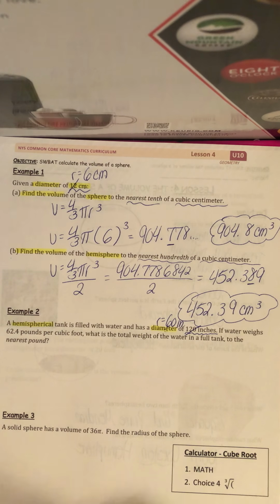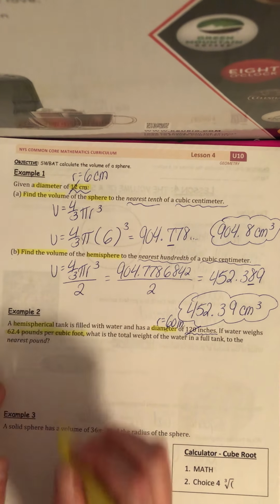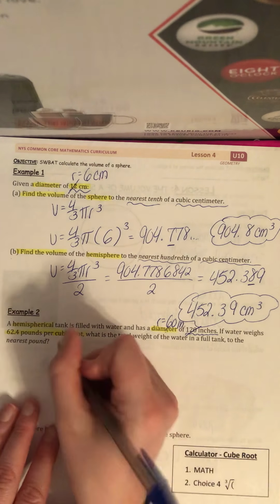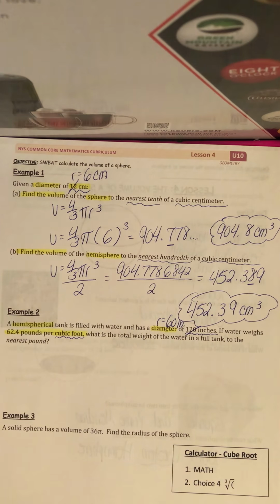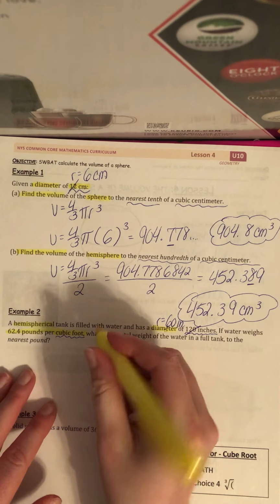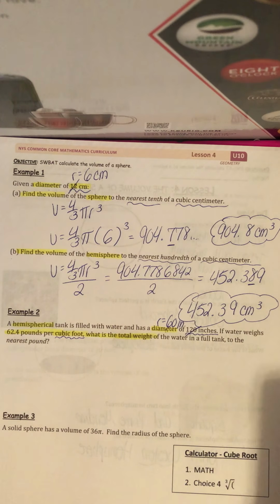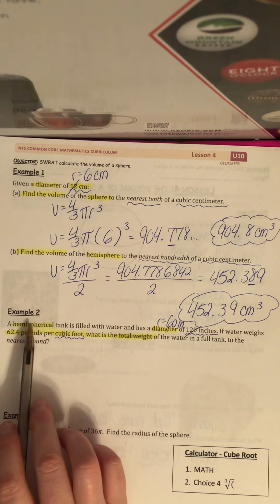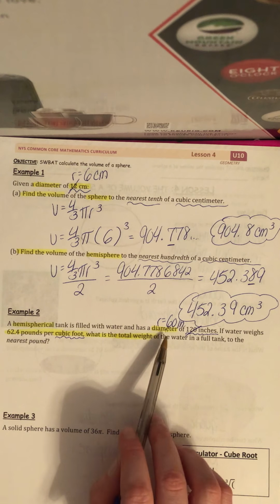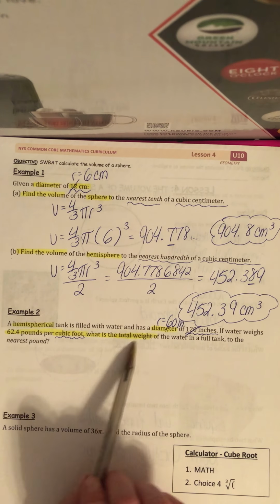Then it says if the water weighs 62.4 pounds per cubic foot, so I'm going to always underline those units, it says what's the total weight of the water. So again, just because that's the question, I'm just going to highlight what's the total weight. All right. There's a lot going on here. I'm dealing with a hemisphere. I had to change the diameter to radius. And the question says what's the total weight.